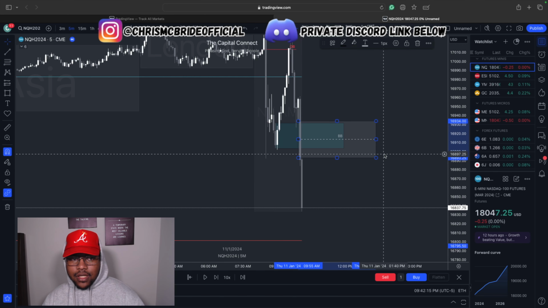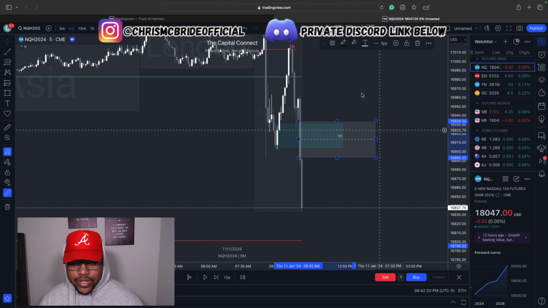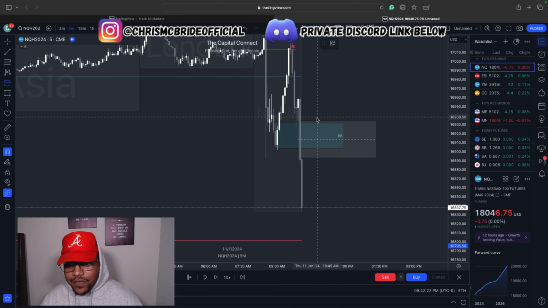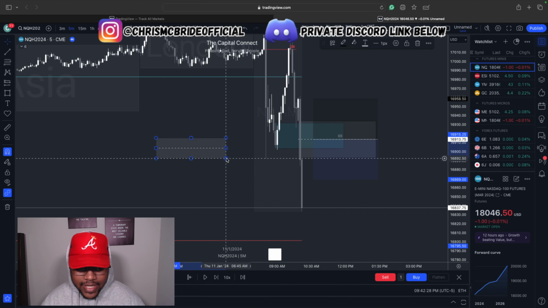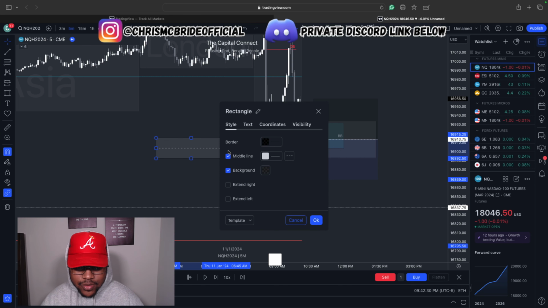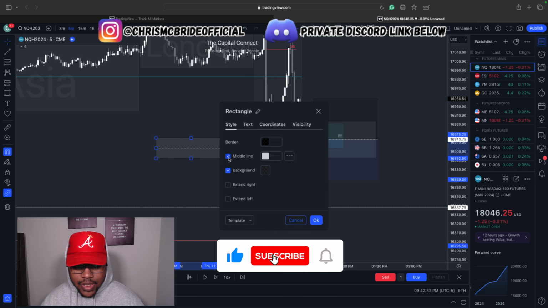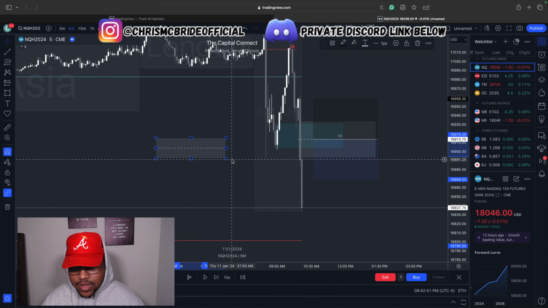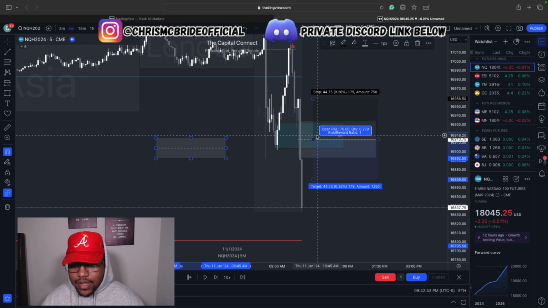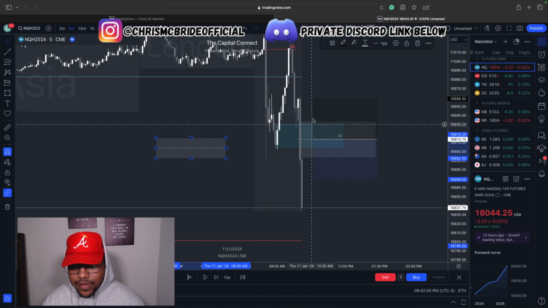How can we minimize our risk and possibly get a better entry? We can use consequent encroachment of this fair value gap. So we can enter at the 50% mark. By the way, if you don't know how to get that on your rectangle, you just use your rectangle tool, double click on it and turn on the middle line. That's how you get the 50% mark of your rectangle, which is known as consequent encroachment. So we can enter at consequent encroachment of this bearish fair value gap.